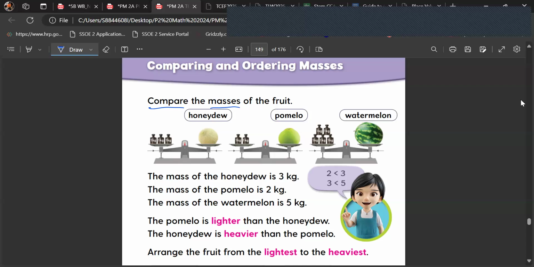There are three fruits here, the honeydew, the pomelo, and the watermelon. So you can see they are all balanced compared to the weights here. Because of the balance being equal, you know that the weights on the right tell you how heavy the fruits are.